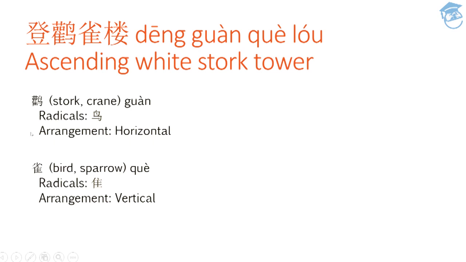So the new word here is stork, which is Guan. Guan is stork or crane. This is the pinyin Guan, and the radical is this one, what's on the right, and the arrangement is horizontal. As you can see, there are left and right components. The left component is a bit complex, but you can see it has a vertical arrangement, top, middle, and bottom. And even the middle component has left and right components too. Okay, let's look at how to write Guan.